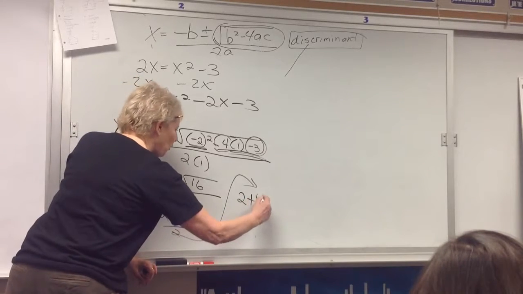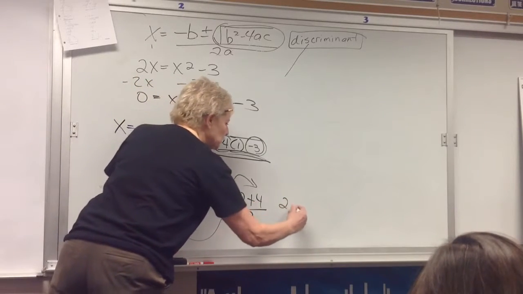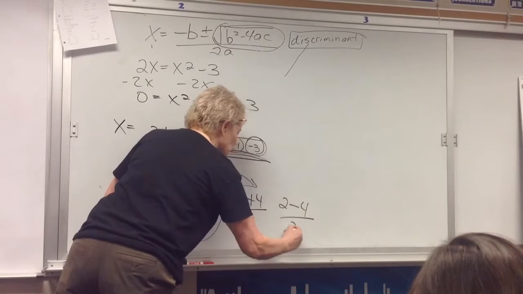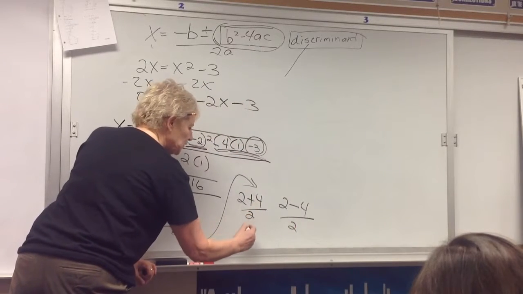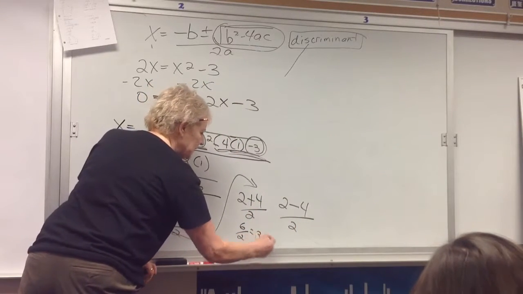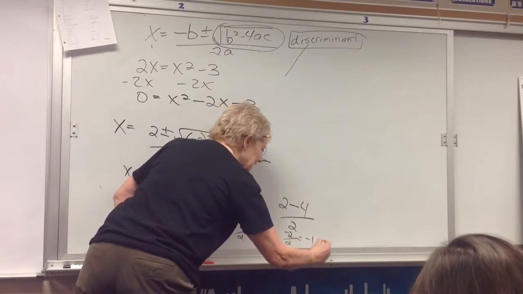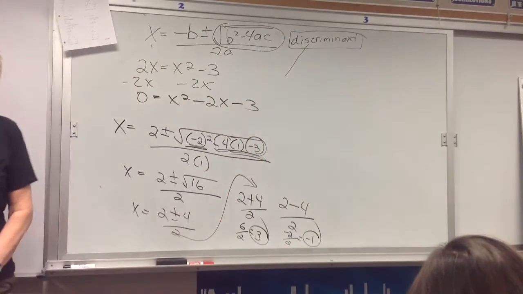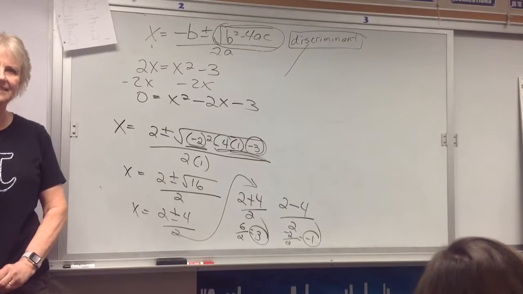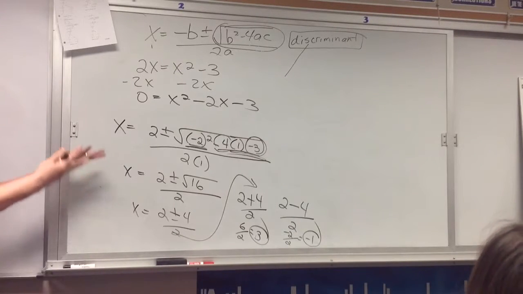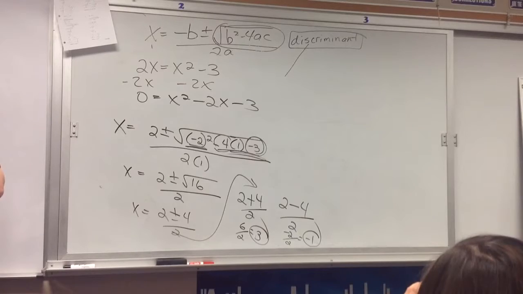2 plus 4 over 2, 2 minus 4 over 2. 6 over 2 is 3. Negative 2 over 2 is negative 1. Okay, got it. There's the quadratic formula. It gives you the answer every time.